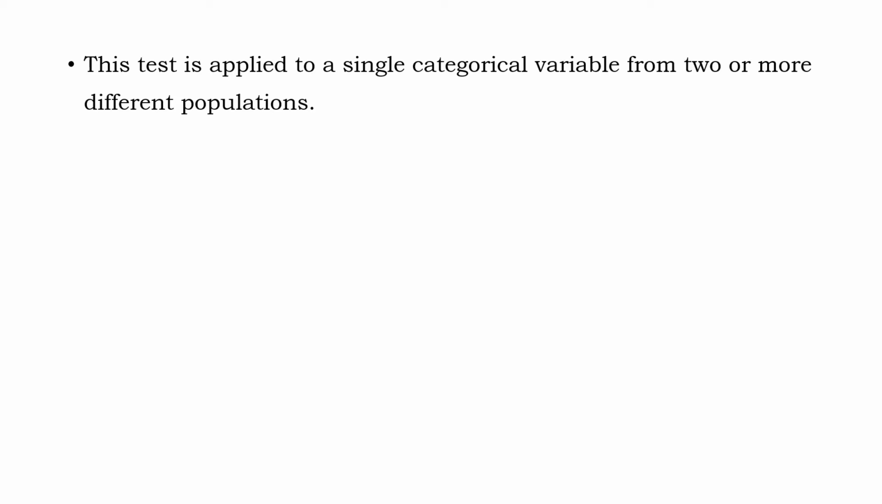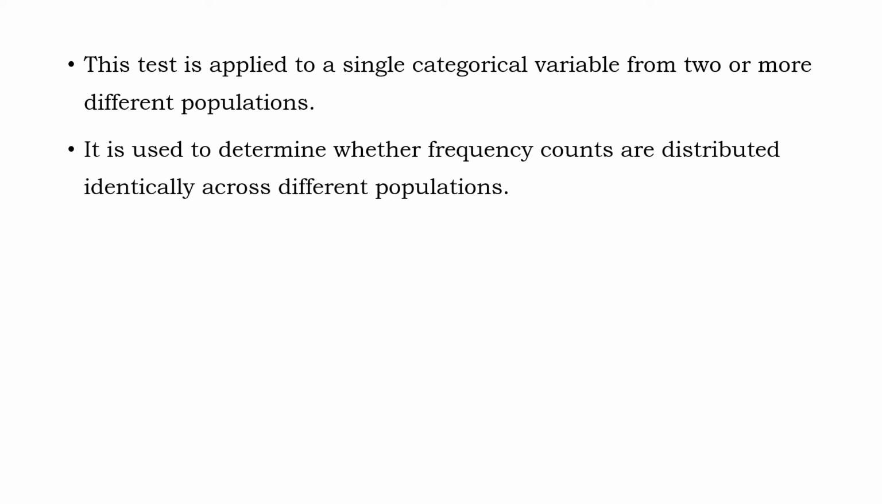Say for example, you are going to study the investment behavior of people in two districts. So the categorical variable is the investment behavior, and you have different populations, that is the population that you have taken from the two different districts. So when you test whether the investment habits or investment behavior of these two districts is homogeneous or not, then you use the test of homogeneity, and it is used to determine whether frequency counts are distributed identically across different populations.